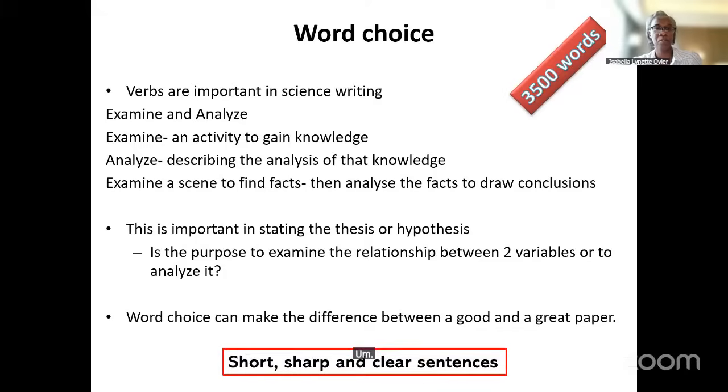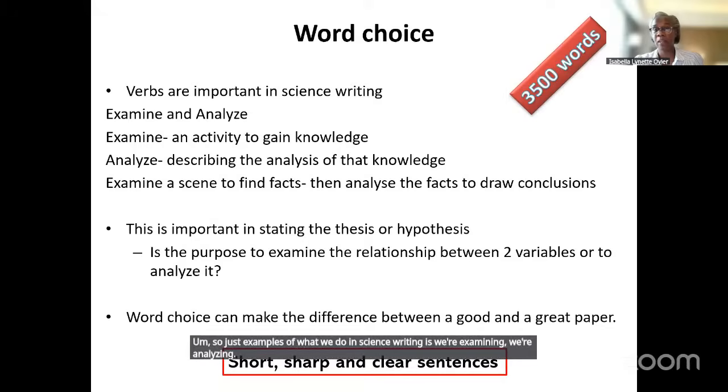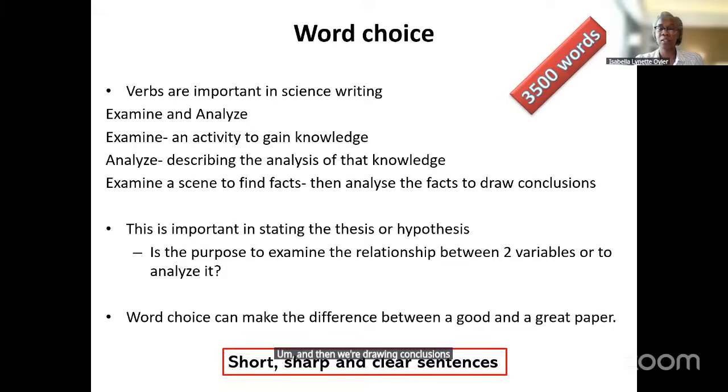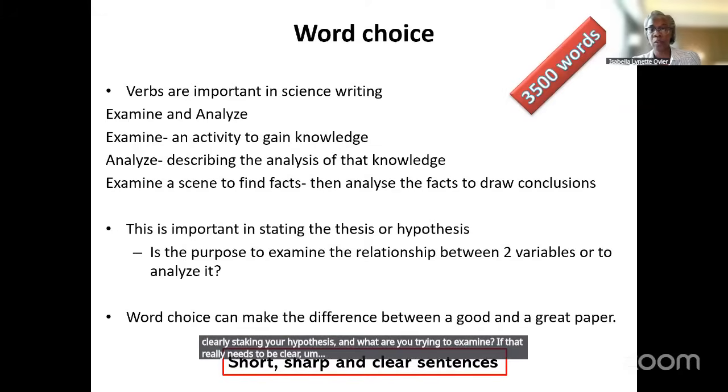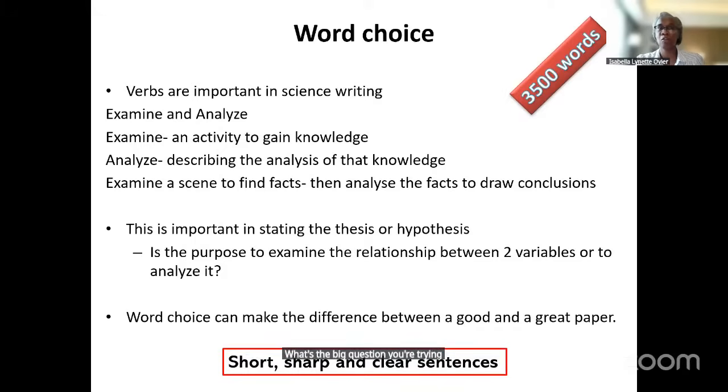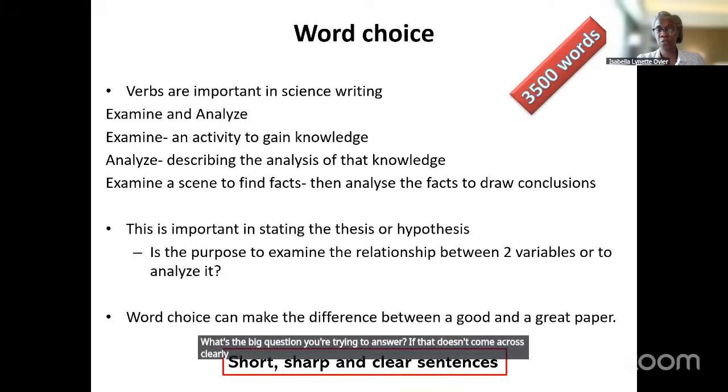Examples of what we do in science writing: we're examining, we're analyzing, and then we're drawing conclusions, and ensuring as well that you clearly state your hypothesis. What are you trying to examine? That really needs to be clear. An example from my mentor was, what's the big question? What's the big question you're trying to answer? If that doesn't come across clearly, then you've not sold your idea.